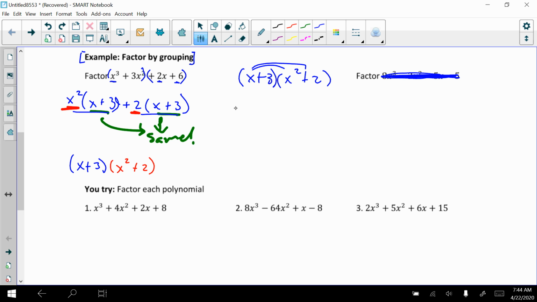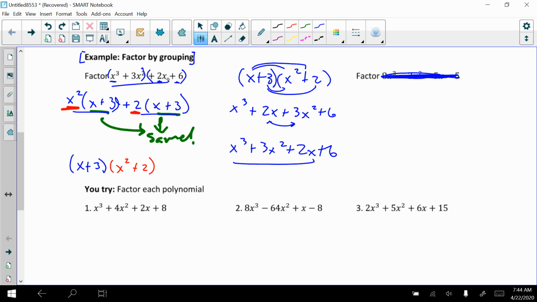X times x squared, that's x cubed. X times 2, that's plus 2x. Okay. 3 times x squared, that's plus 3x squared. And 3 times 2 is plus 6. I can rewrite this in standard form, so I'm just going to switch these two. X cubed plus 3x squared plus 2x plus 6. And that is exactly what I started with at the beginning. So it works. My answer up here did the trick. That is my final answer.